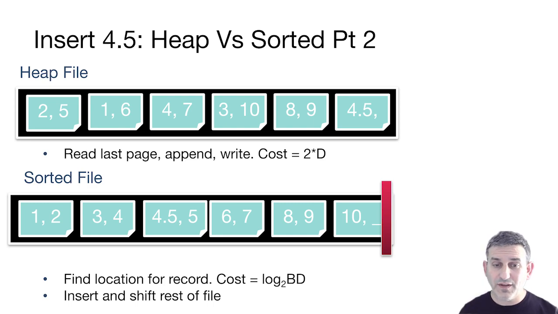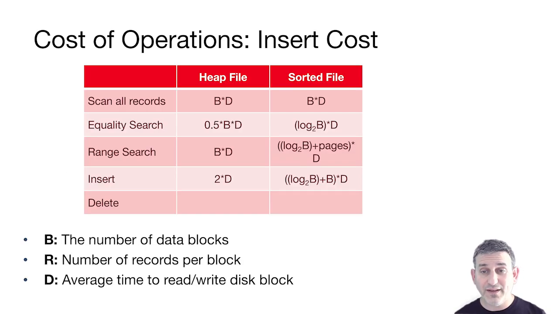Okay, so what's the cost of all that? Well, on average, we're going to do the insertion in the middle of the file, right? That was our average case scenario, that the data's in the middle of the file on an equality search. And that means we're going to have to read and write half the file. So the cost for insertion in a heap file we said was 2D. The cost for insertion in a sorted file, excuse me, is log base 2 B times D to do the lookup, and then B times D to do the rest, because it's reading half the file and writing half the file, which in total is BD.